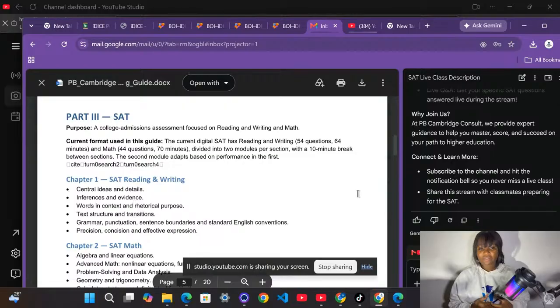Now, the current format used in this guide, remember, there was a time the SAT was written with pencil and paper. They're gonna give you an answer sheet with a pencil or a pen, and then you get to answer your questions. But right now, currently, since last year, the SAT is now a digitalized exam. So without your laptop, without your tablets, without a computer, you can't write the SAT. So it is highly digitalized right now.